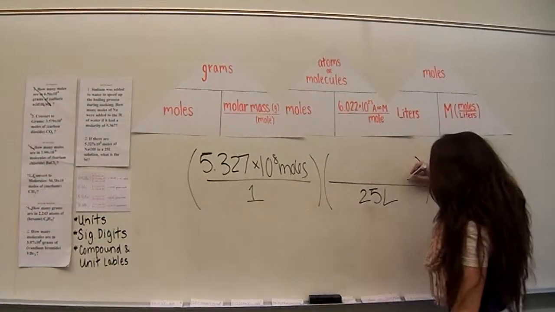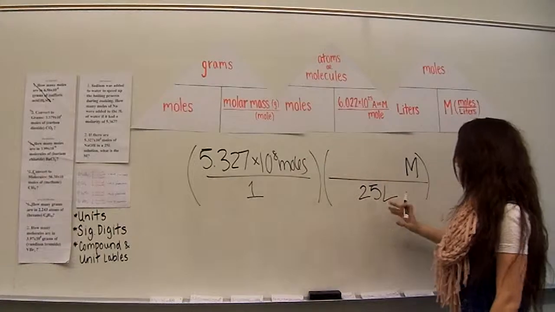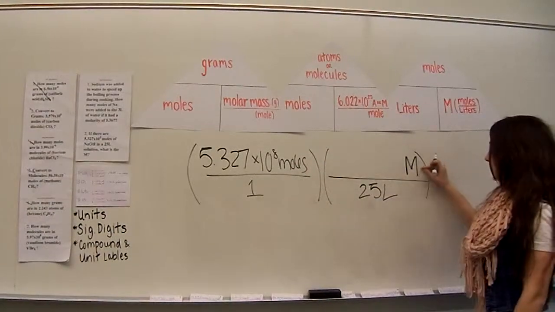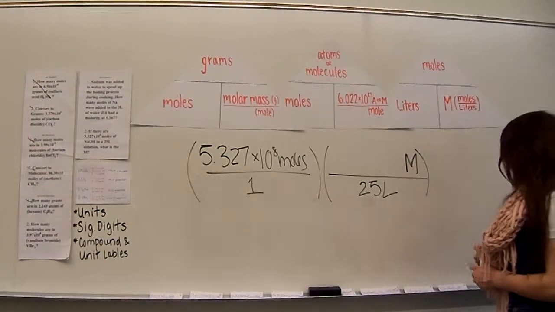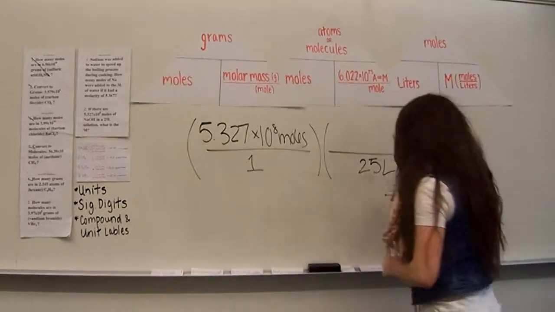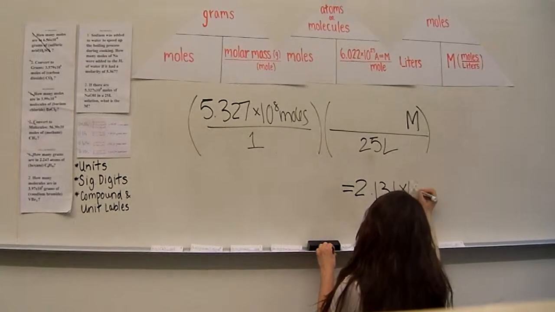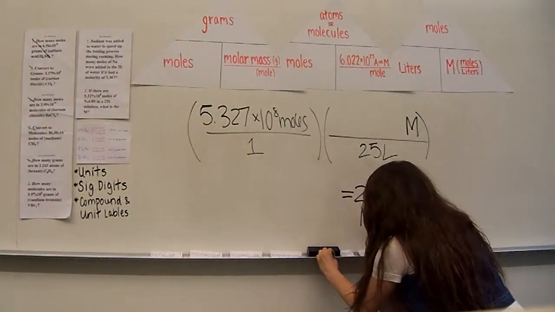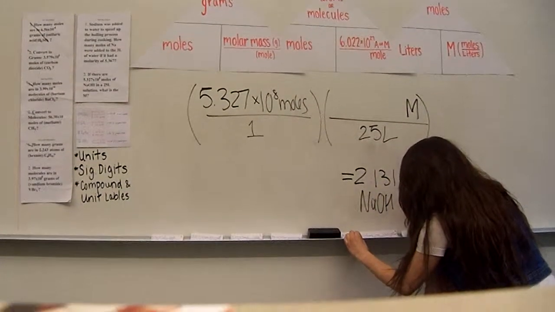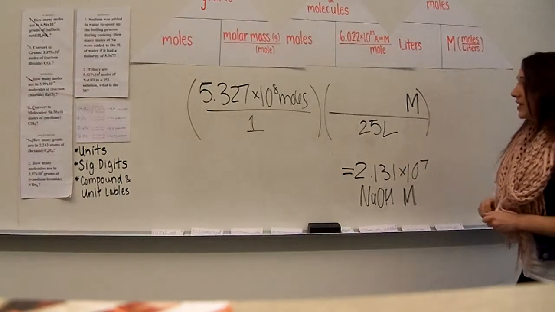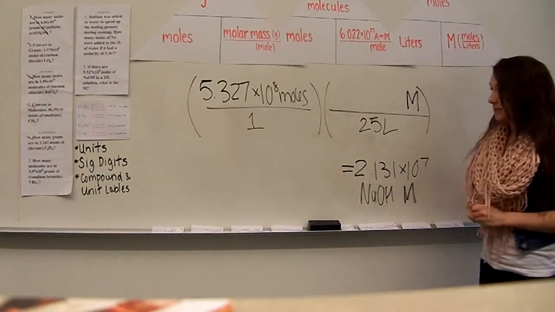And then again, we will put this bolded M because, as previously stated, although they will not exactly cancel out, once they are put together, they do equal the molarity. Once you multiply everything on the top and divide it by everything on the bottom, you receive 2.131 times 10 to the 7th NaOH molarity. My final answer has 4 significant digits. It has the compound as well as the unit labeled.